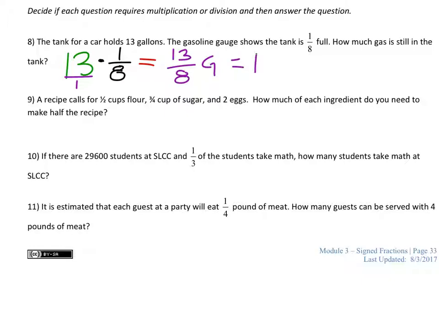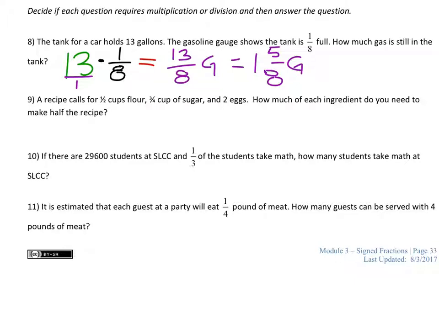What is that? 1 point... 1 5/8. Oh yeah, the mixed number would be fine. This one, yeah, 5/8, right? Gallons. Yeah, thank you. Well, what about number 9?